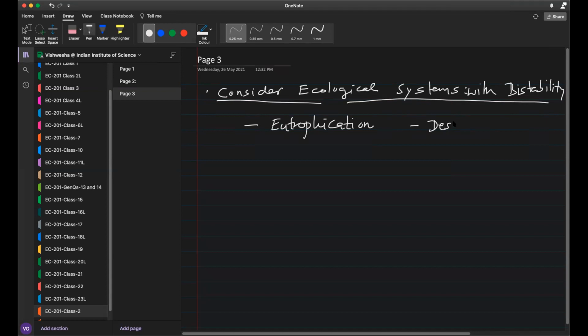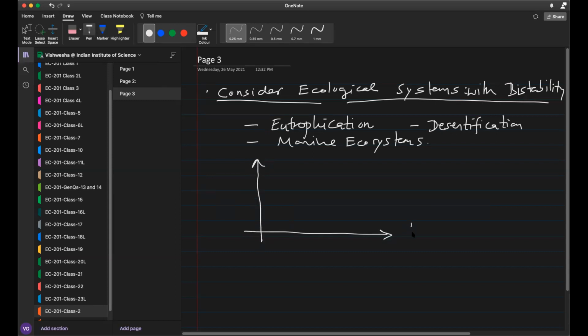You have read about desertification, and collapses in marine ecosystems, and so on. So let's say you are somebody who is at the field station and collecting data. This is time. Let's say you are collecting data, some state variable x. For example, if you are looking at a lake ecosystem or a marine ecosystem, you might be measuring species abundances. Okay, let's say you're measuring this.